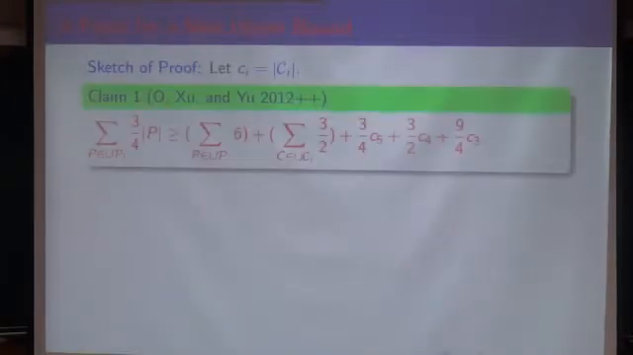Okay. So if we denote the size of capital C sub i by the small c sub i, well, we need to show this claim. Well, looks ugly. Well, a bunch of numbers here. Well, we may wonder where these coefficients come from.